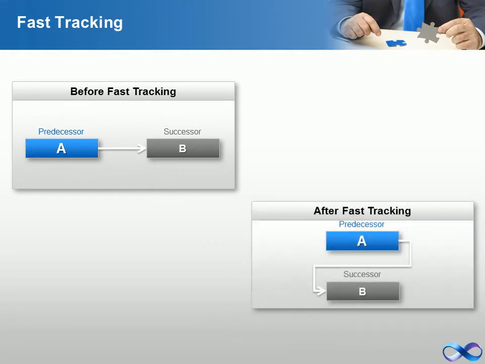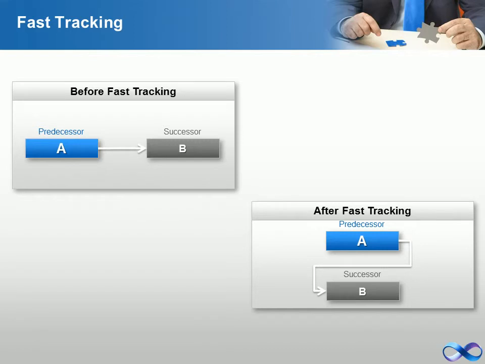In schedule fast tracking, you review the critical path and find out which activities can be performed parallel or partially parallel to each other. The benefit of fast tracking and schedule compression is that it does not cost you any extra money. However, it comes with some amount of increase in risks because you are performing many activities in parallel which were originally planned in other ways.